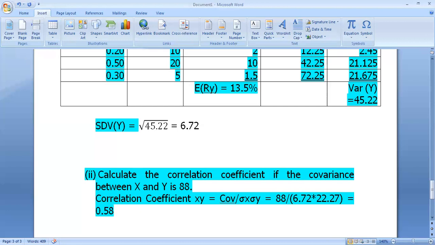That is our review question. In this question, we have been able to calculate the expected values, the standard deviations, as well as the variance. And at the same time, we have also seen how we can calculate the correlation coefficient if the covariance is given.